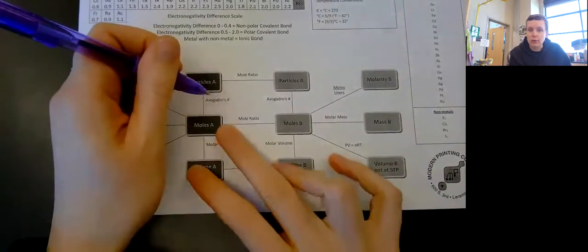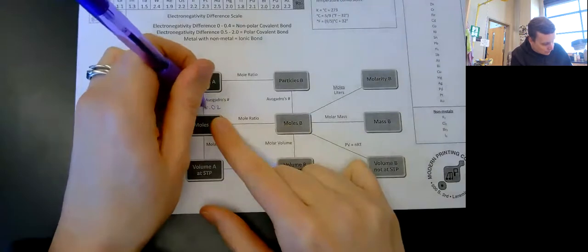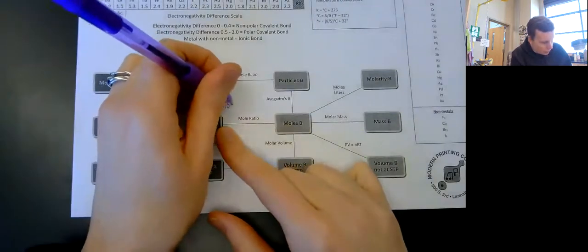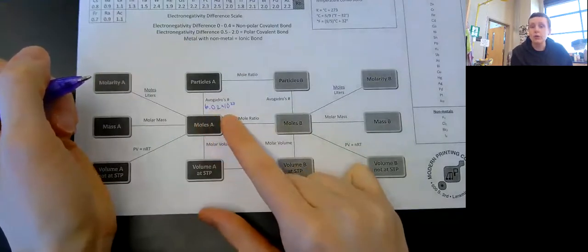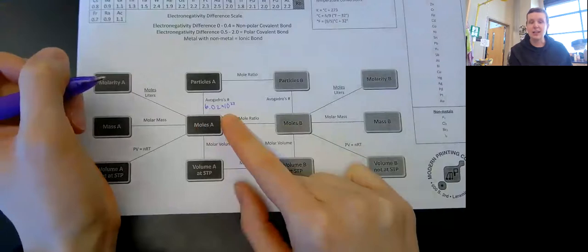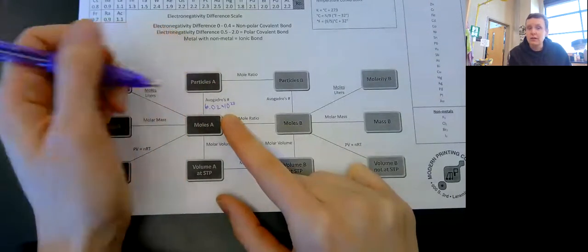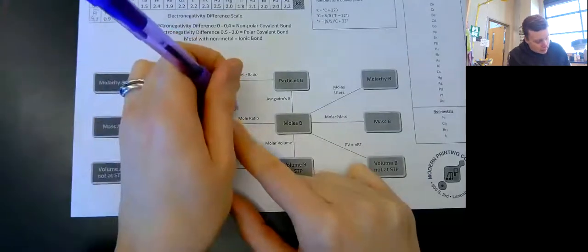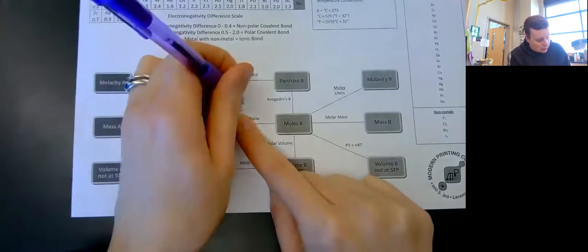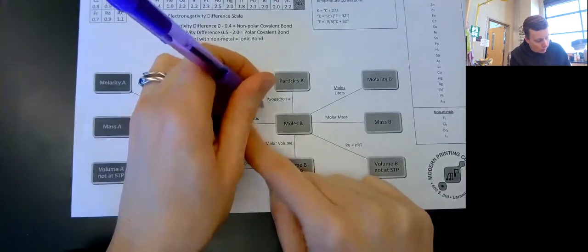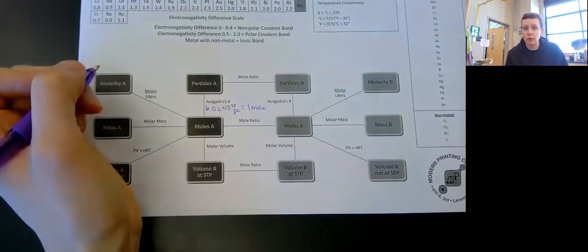So Avogadro's number right here, you probably have this memorized: 6.02 times 10 to the 23rd. Now, this number is huge, and it doesn't make sense with anything unless that thing is very, very tiny. So that thing is particles, and I'm going to just put PC for particles. So 6.02 times 10 to the 23rd particles equals 1 mole of a substance.